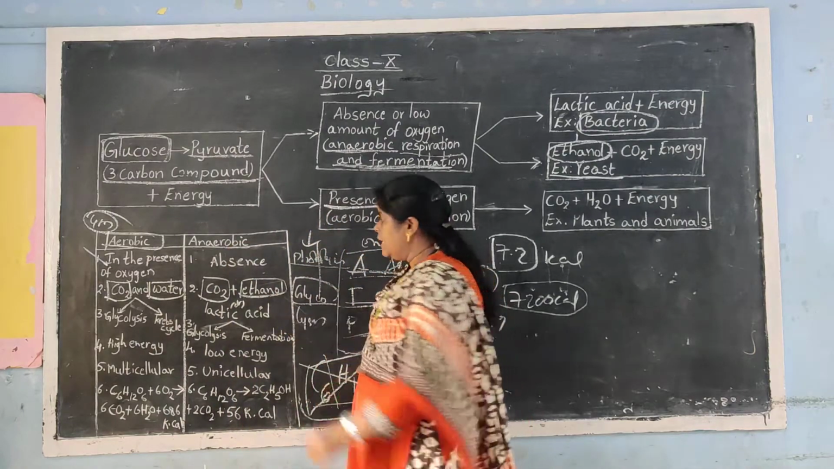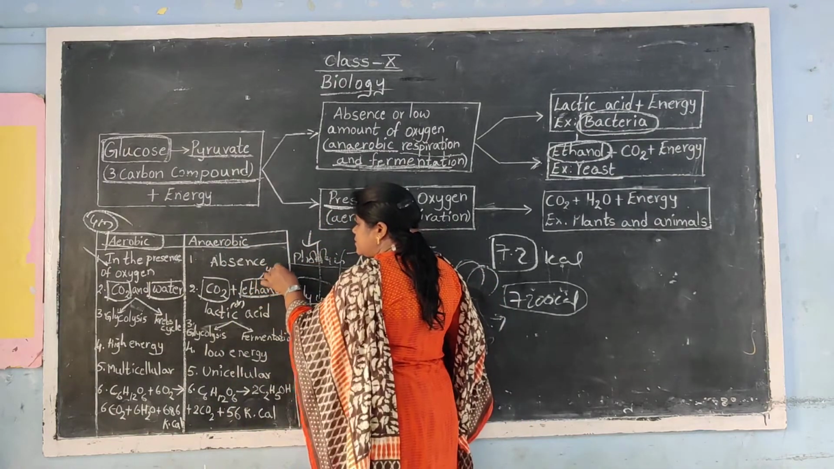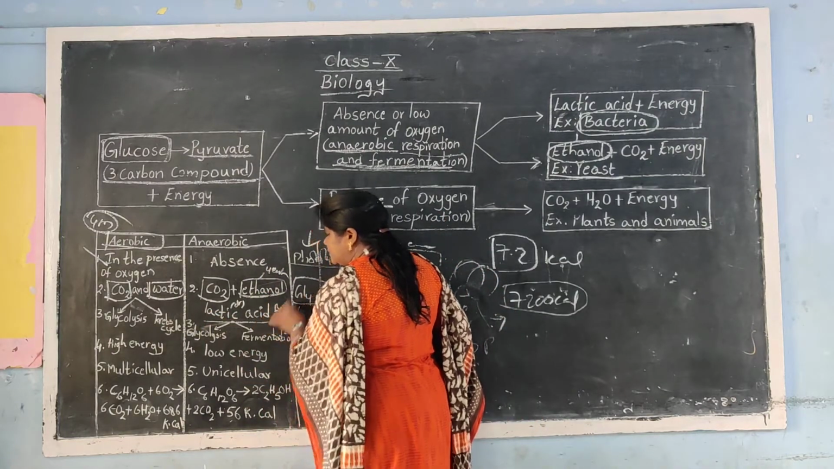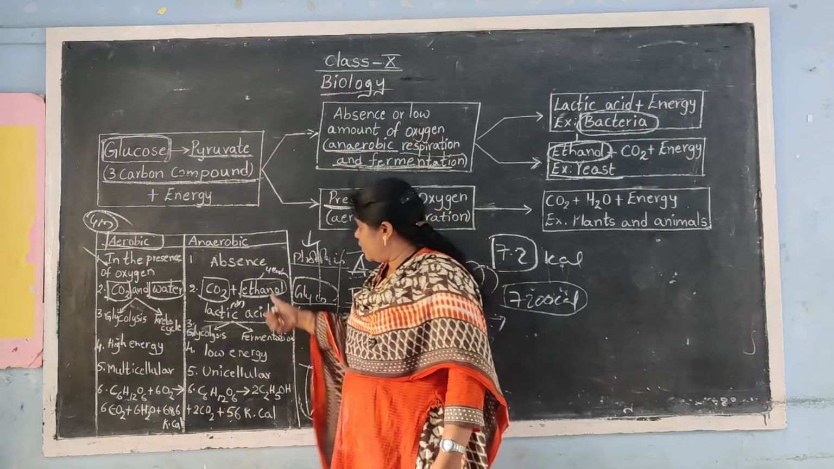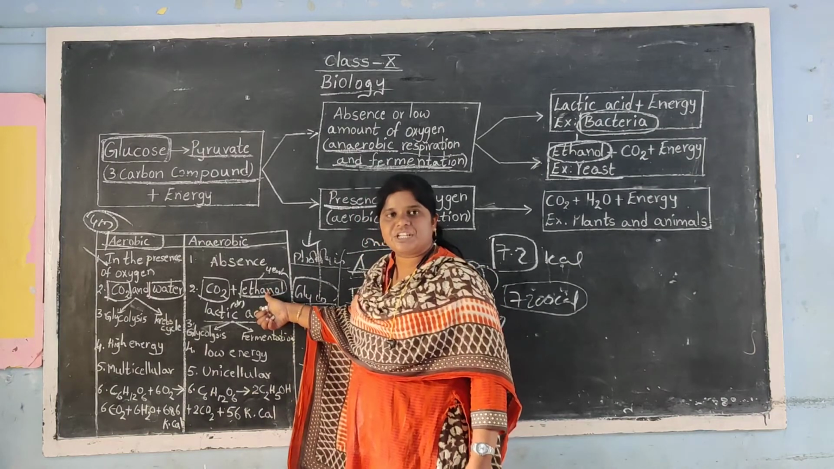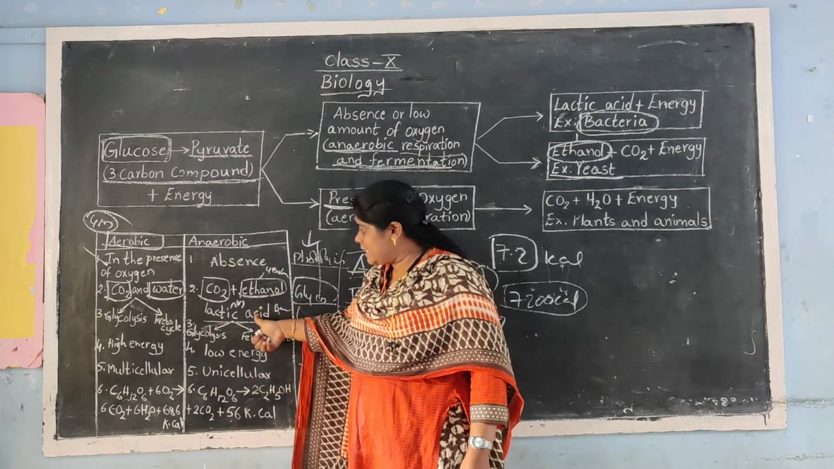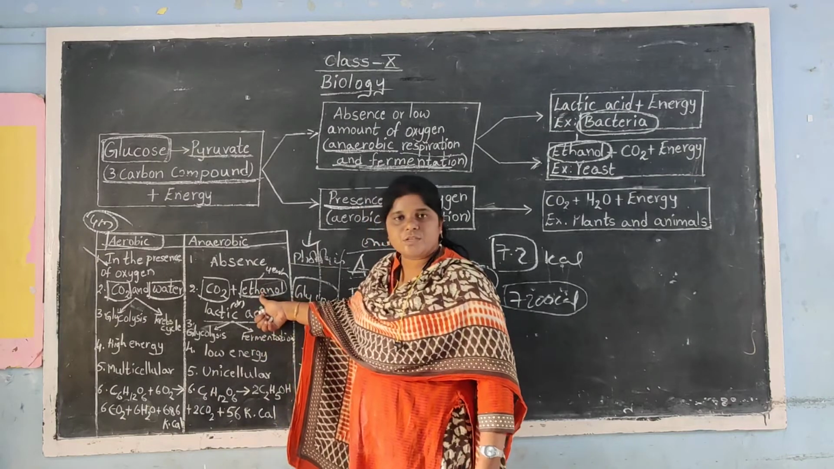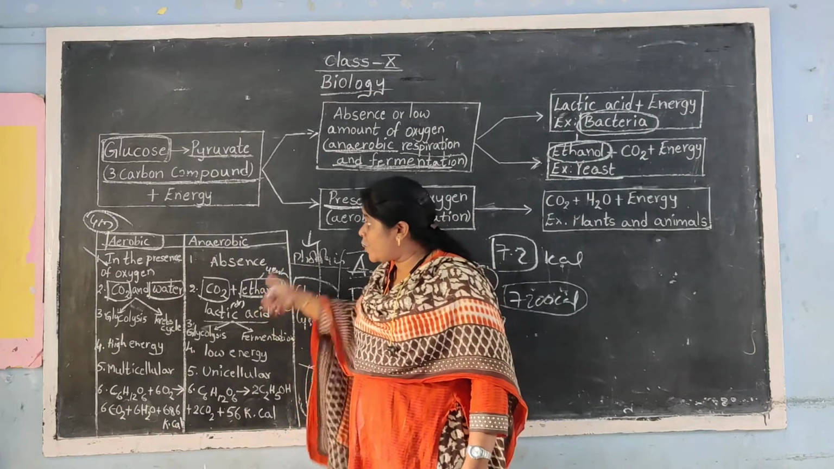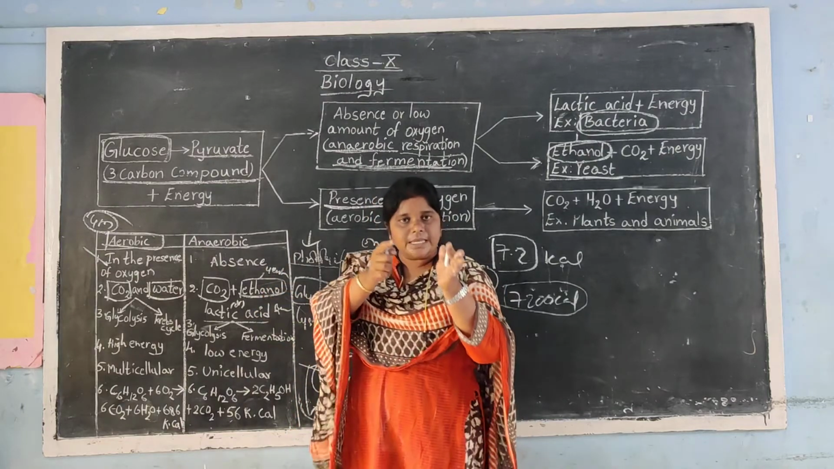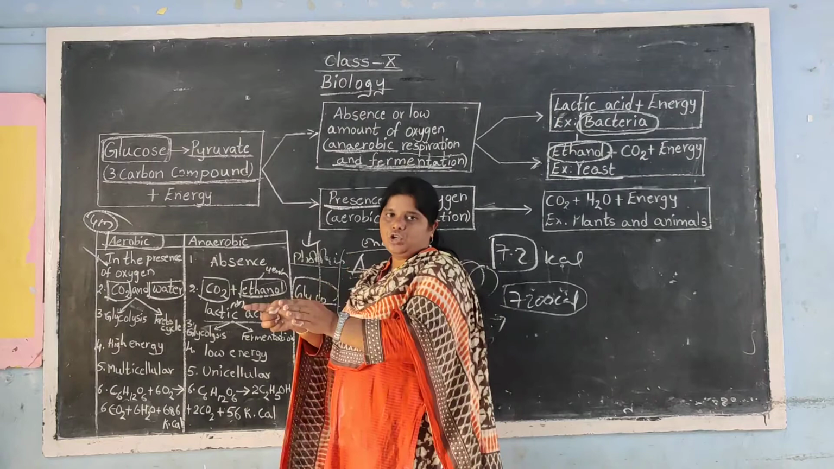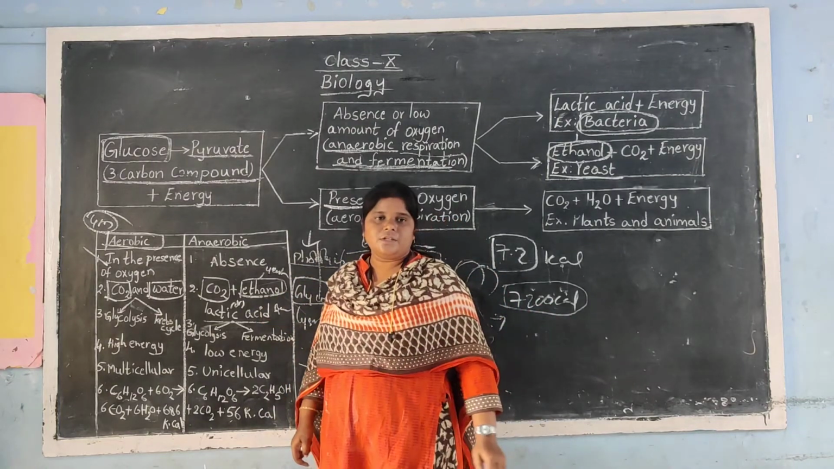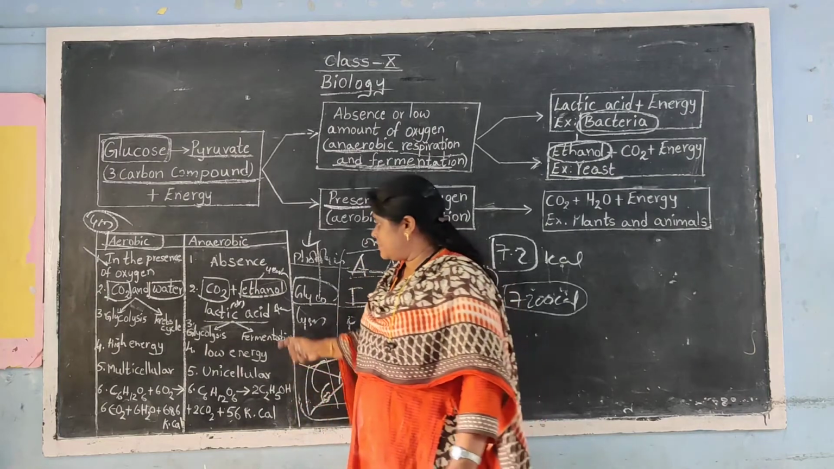If it is ethanol, it is yeast, and if it is lactic acid, it is bacteria. Okay? So, if it is ethanol, we call it fermentation. In bacteria, there will be release of lactic acid. In yeast, there will be release of ethanol. So, what are the products of anaerobic respiration? Either CO2 and ethanol, or else CO2 and lactic acid. Okay?